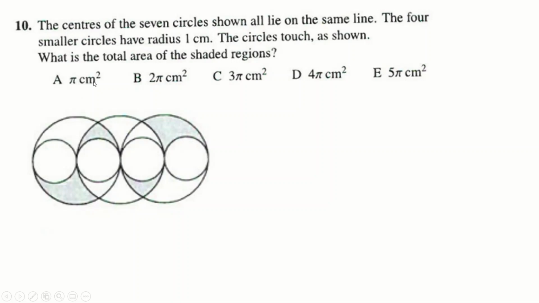Anyway, question number 10. Centers of 7 circles and same line. The 4 smaller circles have radius 1. Okay, now this question is super easy for anyone who's done any kind of these problems before. I'll put a link in the video in the description below for more problems of this type.